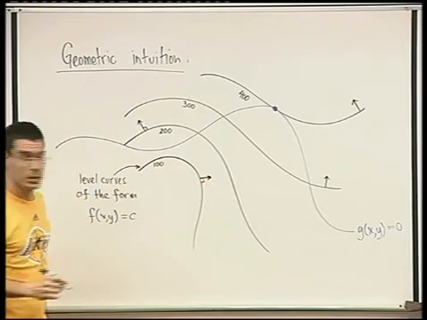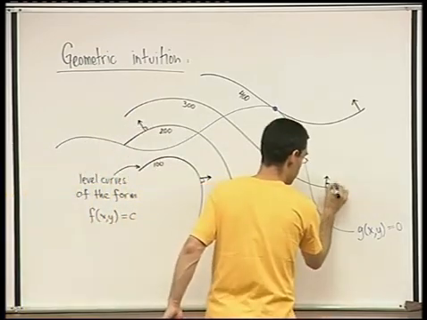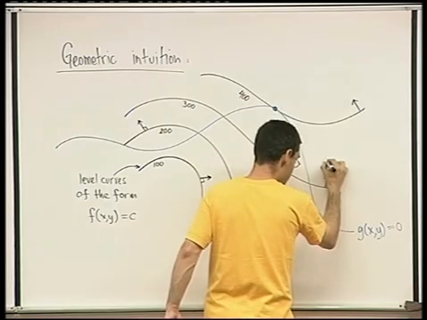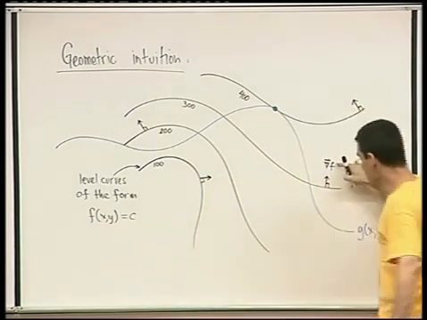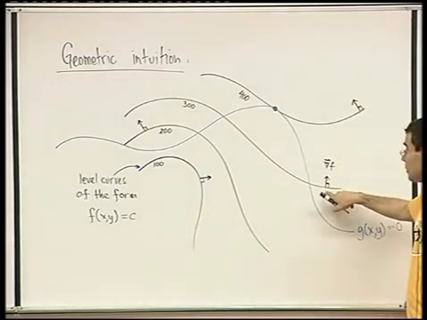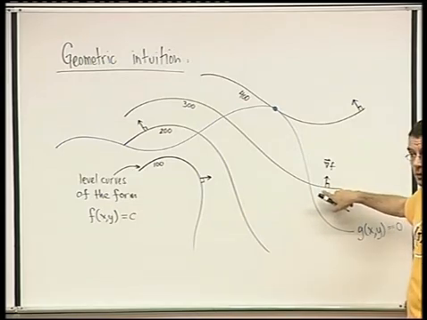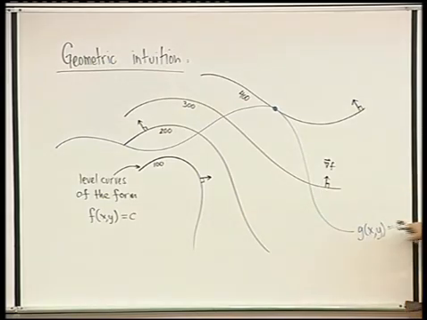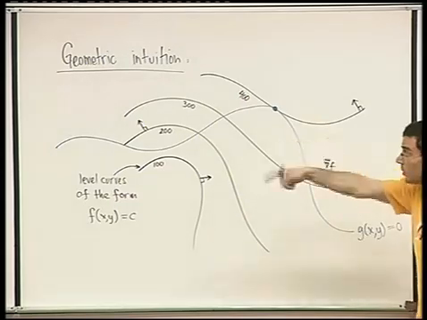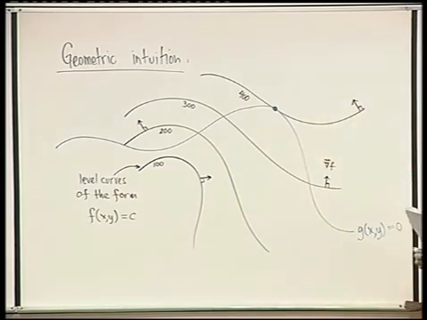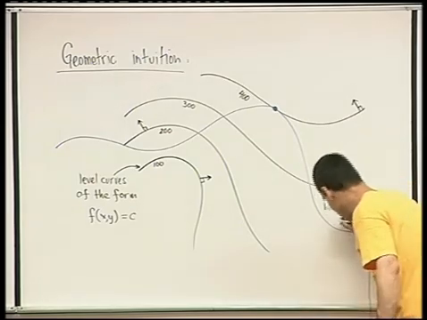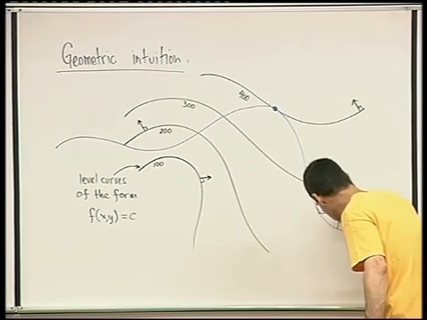Do you agree? Okay, so this is the gradient of f. At this point, the gradient is perpendicular to the level curve at this point. Clear? Now, g(x,y) equals 0 is a level curve of the function g. g is also some two-variable function, and g(x,y) equals 0 is a level curve of that function. So the gradient of g is also perpendicular to the 0 level curve of g.